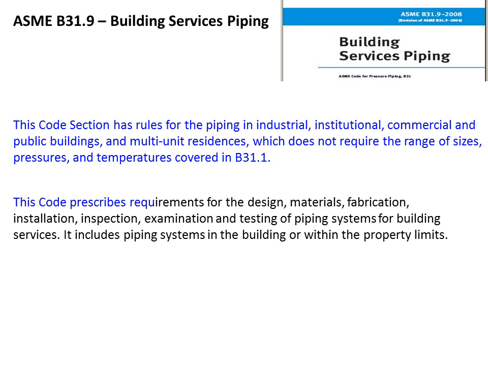This code prescribes requirements for the design, material, fabrication, installation, inspection, examination, and testing of piping systems for building services. It includes piping systems in the building or within the building property limits.